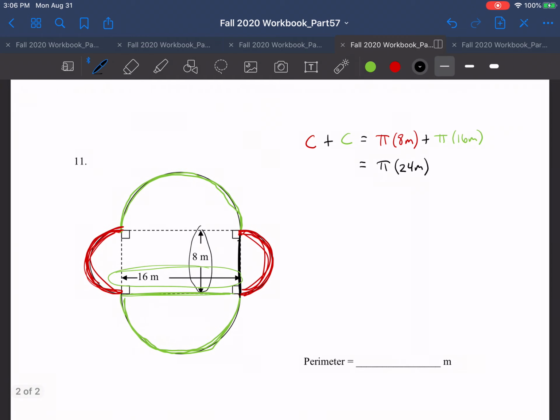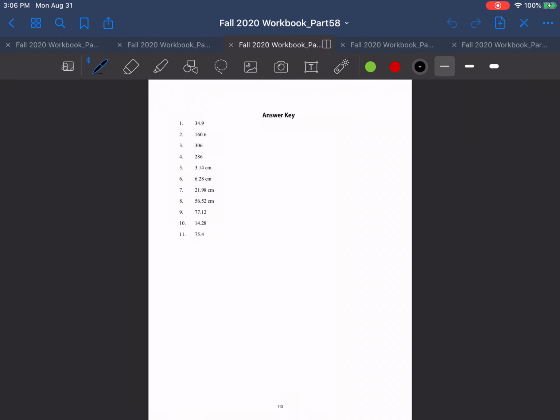Okay, so finish this up, go to the next page right here, and you can see all the answers to those problems we were just doing.